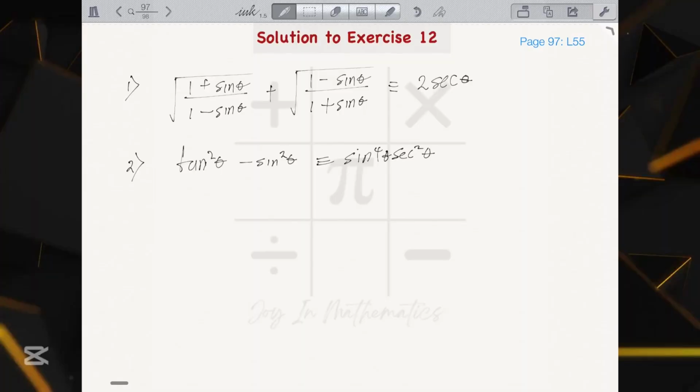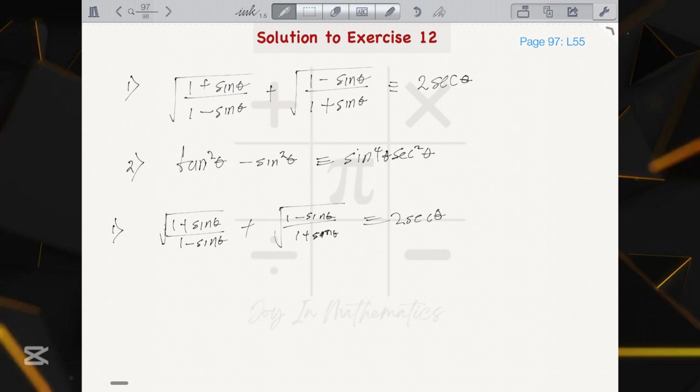Now let's solve this exercise together. Let's begin with exercise number 1. We have that the square root of (1 plus sine theta) divided by (1 minus sine theta), added to the square root of (1 minus sine theta) divided by (1 plus sine theta), is equivalent to 2 sec theta. This I believe you've tried.